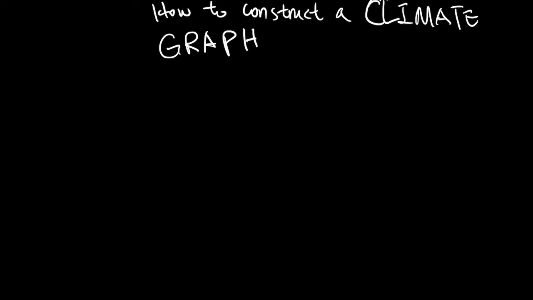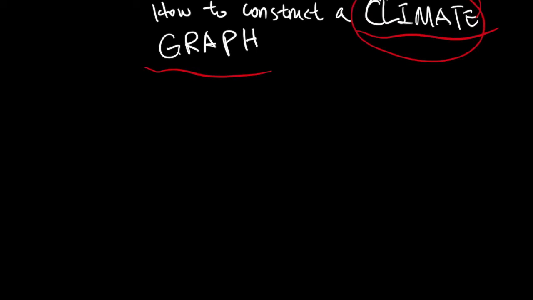Climate graph. As we said, climate is the weather condition of a certain place over a long period of time. So that's definitely something about climate, which is over a long period of time.